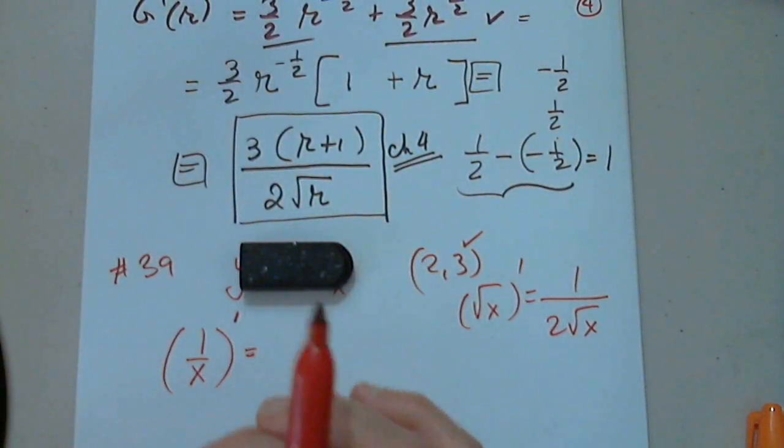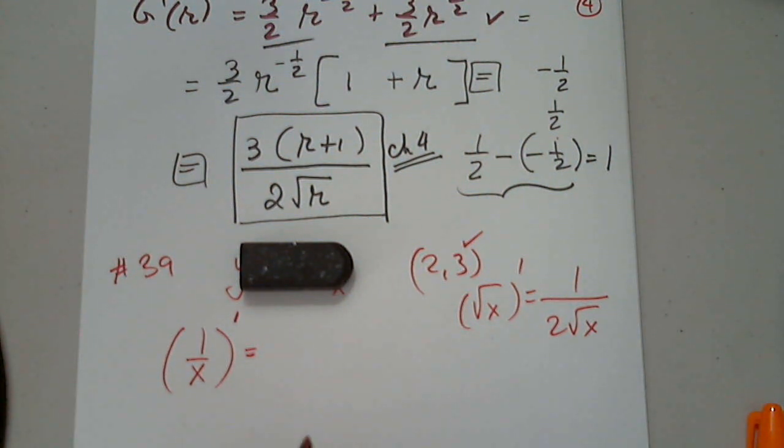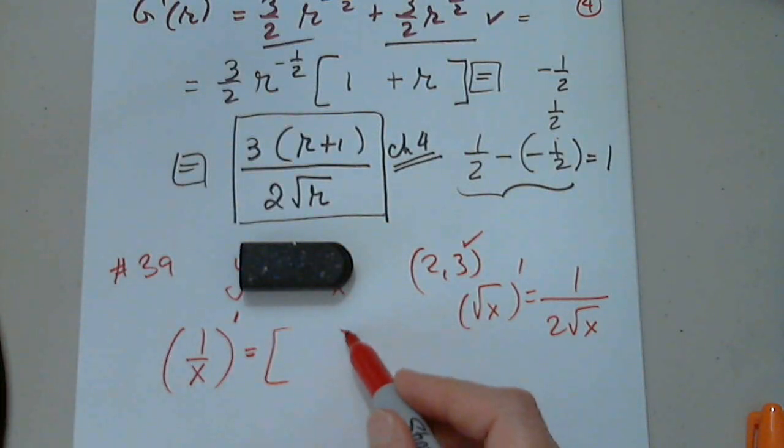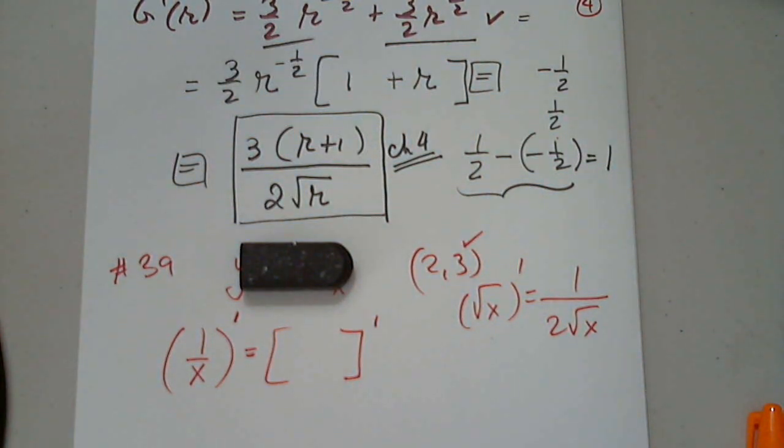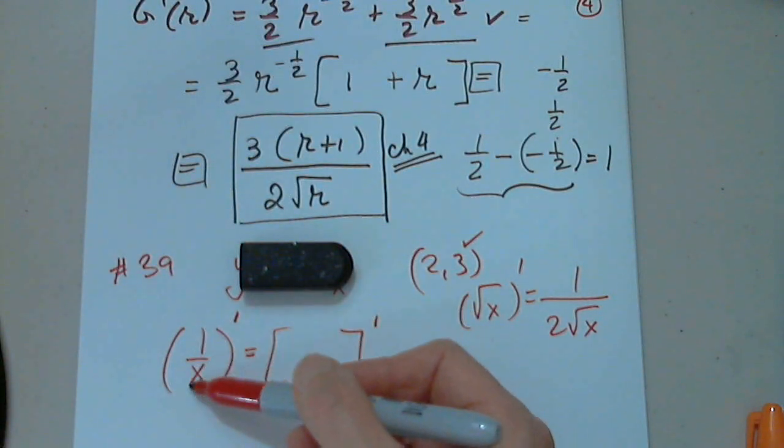Now, we want to differentiate this function, and we said we always should simplify the function as much as possible before we attempt to differentiate it, to find its rate of change. So is there another way of presenting 1 over x?